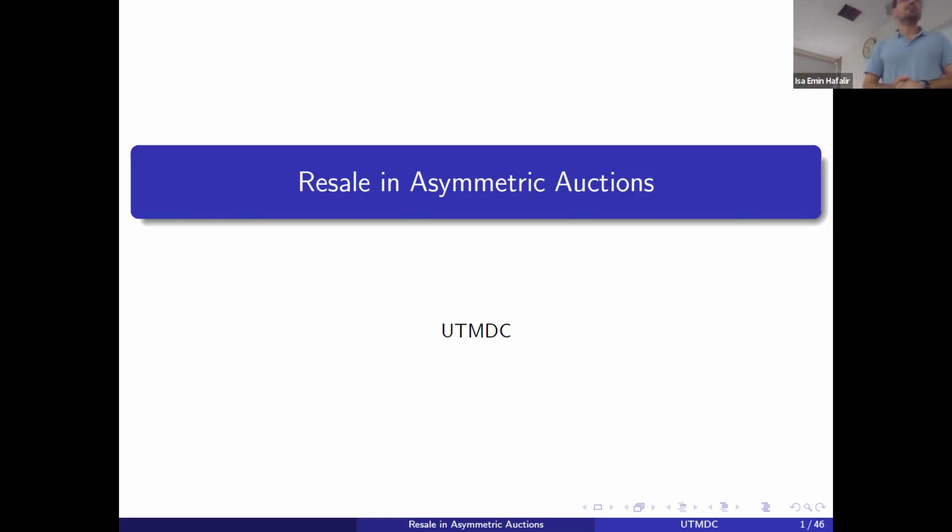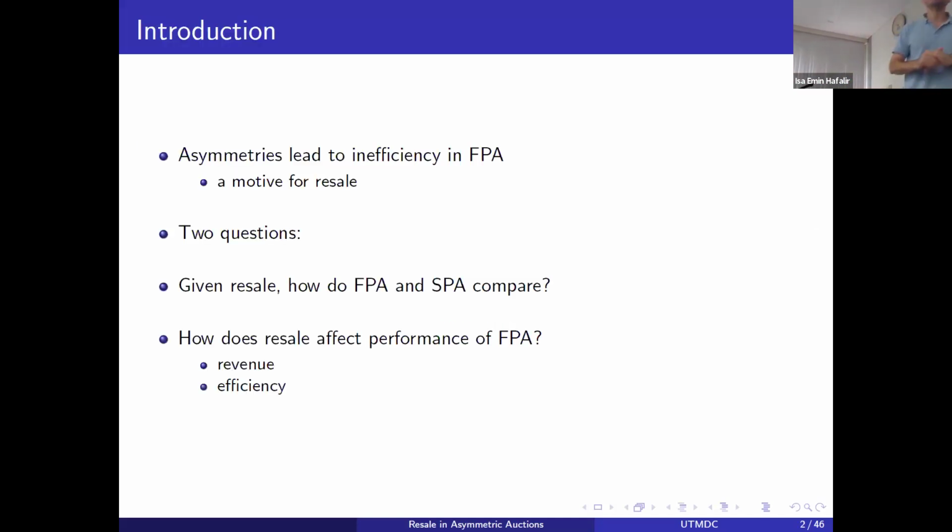So the main thing is going to be resale in asymmetric auctions with two bidders, mostly focusing on first price auctions with resale. All right. Any questions?